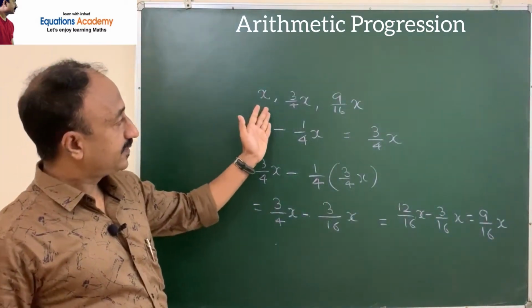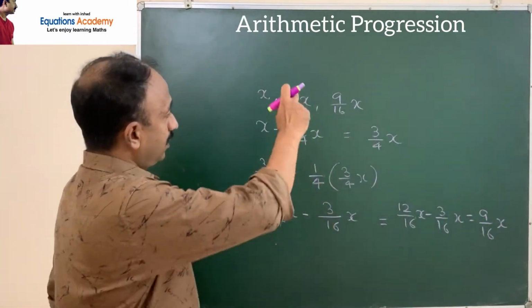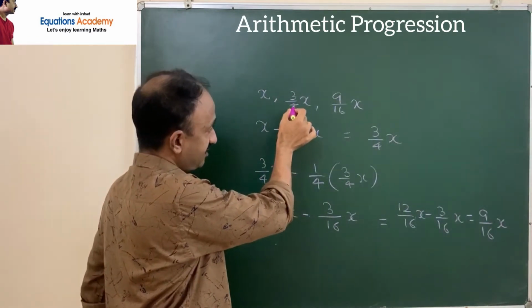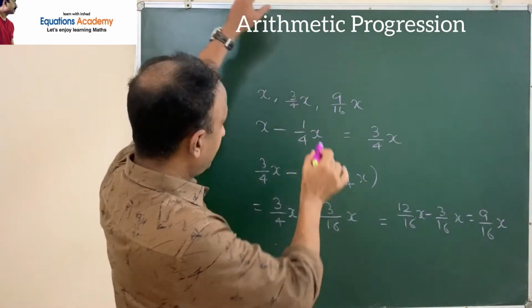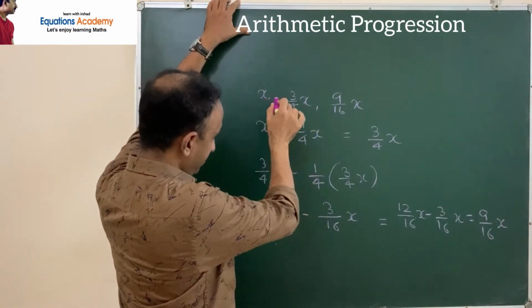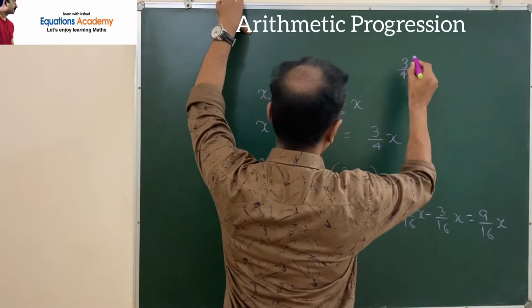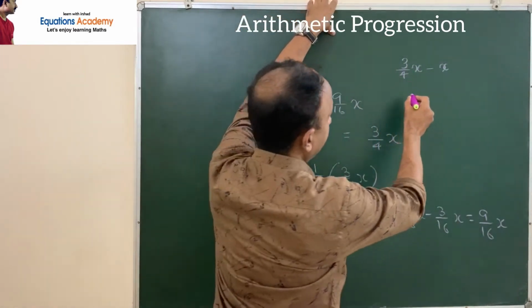Let's check whether these form an AP. How about the difference? Let's find out the difference. How to find the difference? Second term minus first term. So 3/4 x minus x. What will this be?